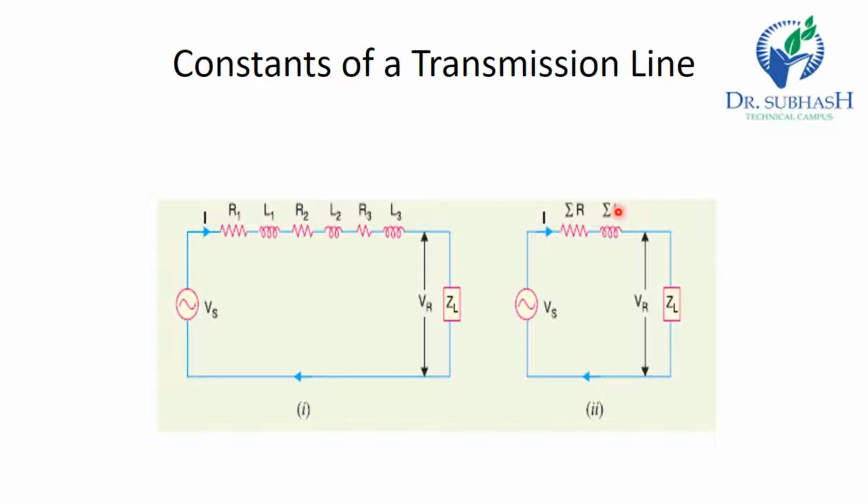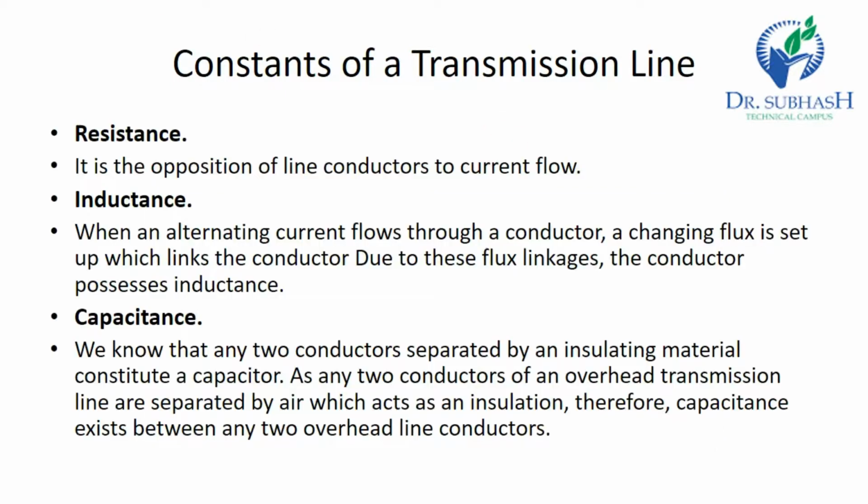Now we know that long, short and medium transmission lines depend on their constants, and these constants are resistance, inductance and capacitance. So the design of a transmission line depends on these parameters. So now we study resistance, capacitance and inductance. Before we find the method of finding these constants of a transmission line, we have to understand what the constants of a transmission line are.